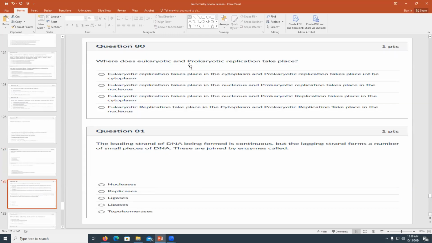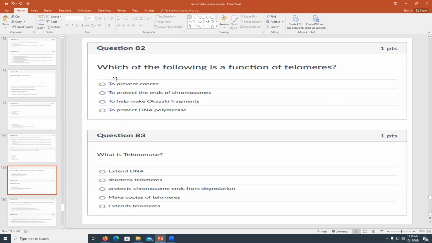Where does eukaryotic and prokaryotic replication take place? Eukaryotic replication takes place in the nucleus, but the prokaryotic has no nucleus, so it's in the cytoplasm. This is the answer, number 3. The leading strand of DNA being formed is continuous, but the lagging strand forms a number of small pieces. These are joined by a ligase that will stick together these small pieces known as the Okazaki fragments.